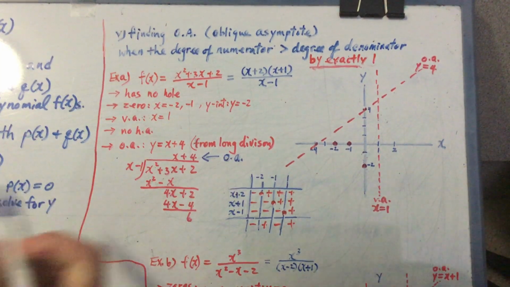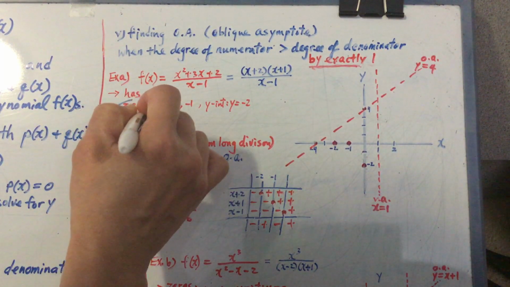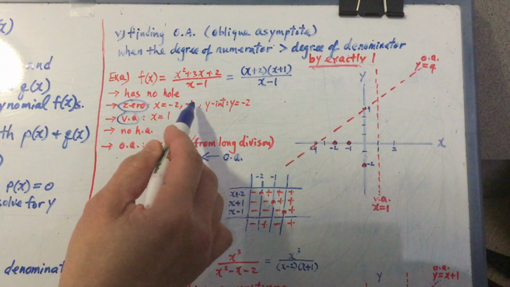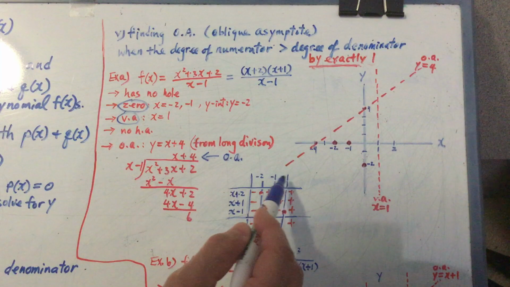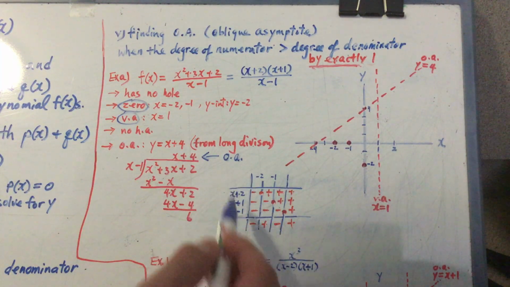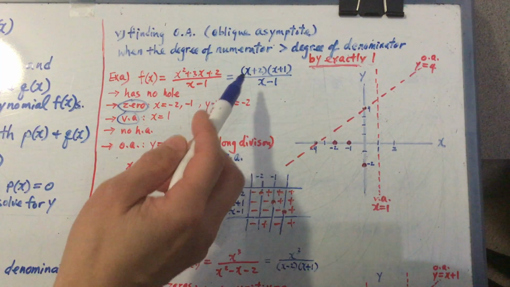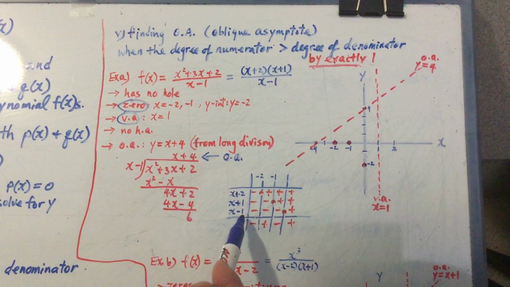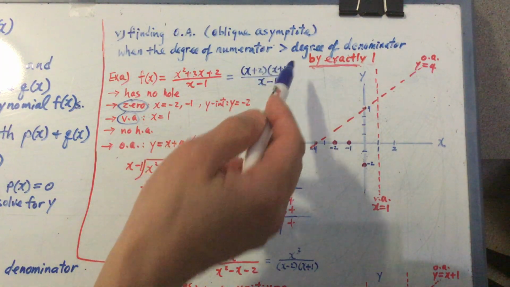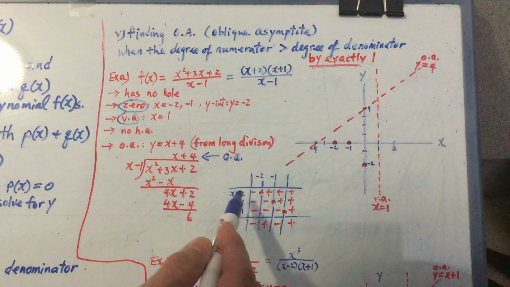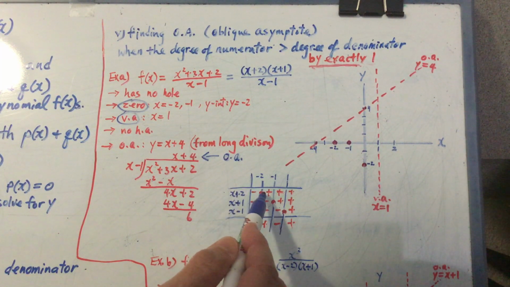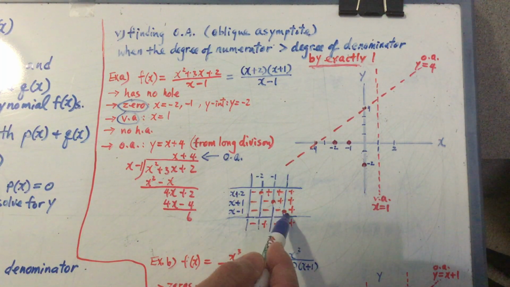Again, I'm using only the zeros and the VA values, negative 2, negative 1, and 1. For the factors on the side, I list all of them: x plus 2, x plus 1, x minus 1. None of them has a power of 2, so every single one needs to be listed. Then I put in the 0 where each factor turns into 0: negative 2, negative 1, and 1.